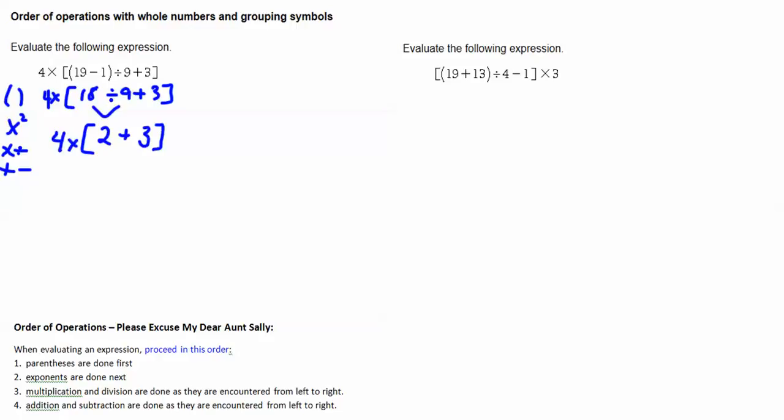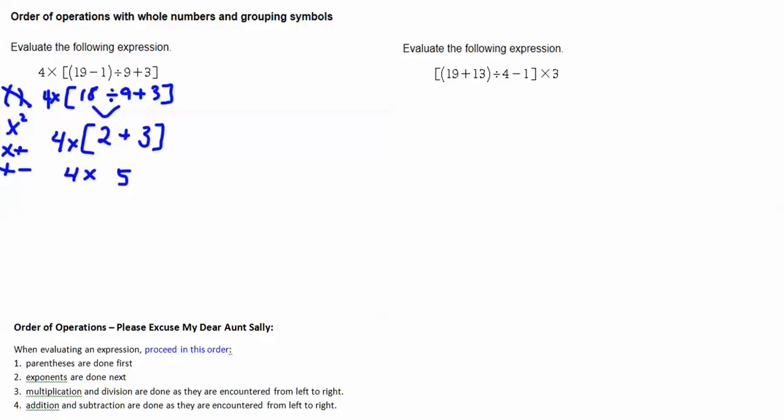So now our problem reads 4 times brackets, 2 plus 3, close brackets. Again, we still have to simplify what's in brackets first. So 2 plus 3 is 5. And now that there's only one number within the brackets, we can just drop the brackets off. So we have officially finished the first level of operation, the parentheses and the brackets, the grouping symbols.